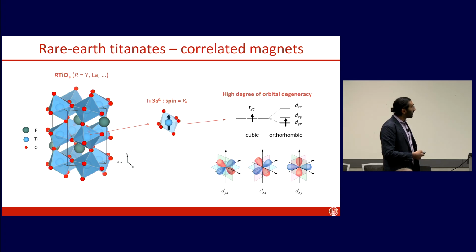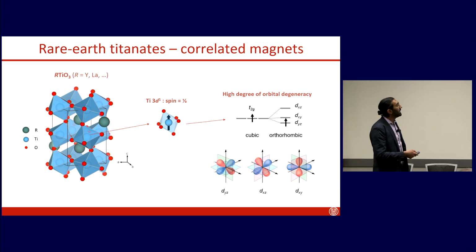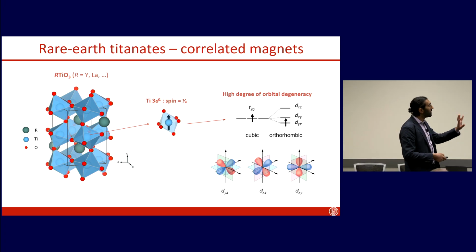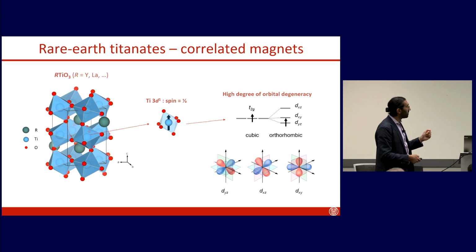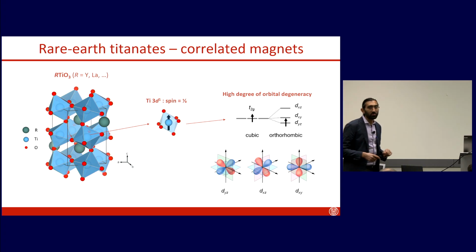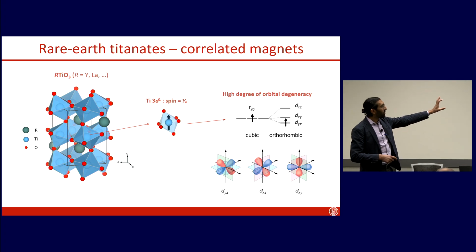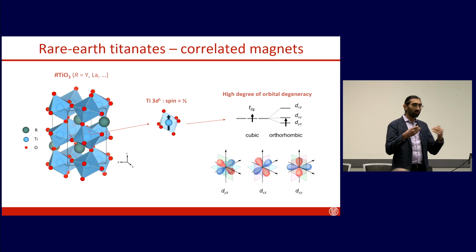And this electron lives in this titanium t2g orbital manifold, and it's slightly split by this orthorhombic structural distortion. But the distortion is not so big, so you do end up with a high degree of orbital degeneracy. And in this type of degenerate t2g system, one can immediately see from simple Goodenough-Kanamori type superexchange arguments that the orbital configuration that you have for the different titanium sites in this unit cell is going to be intimately connected to the magnetic interactions and the magnetic ground state that you end up with.